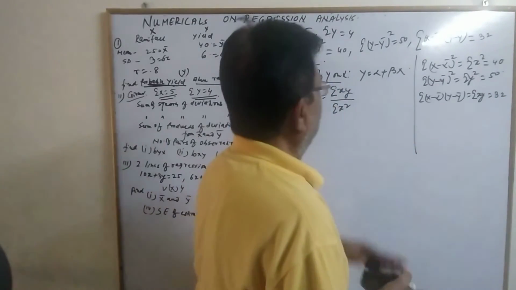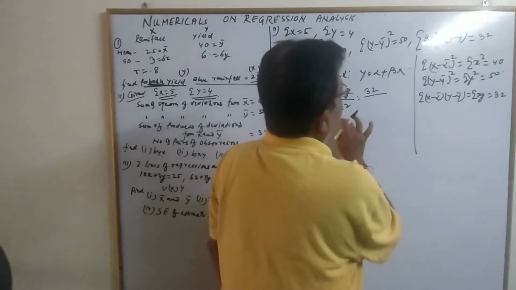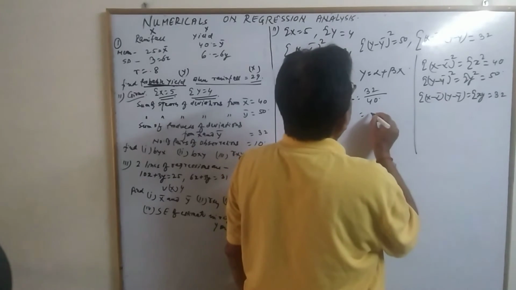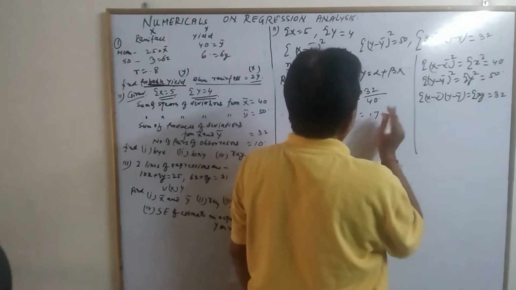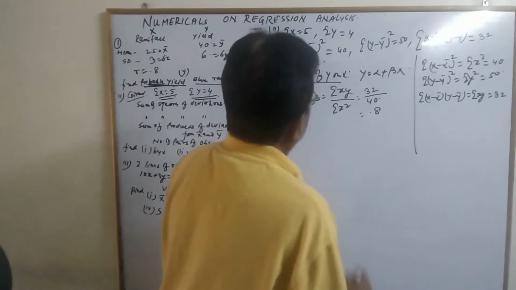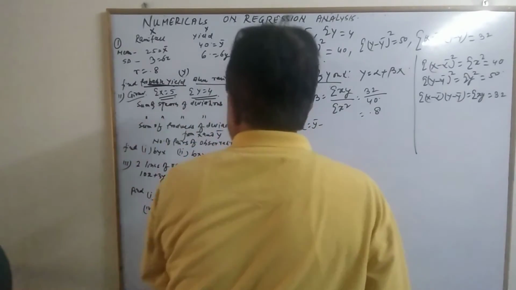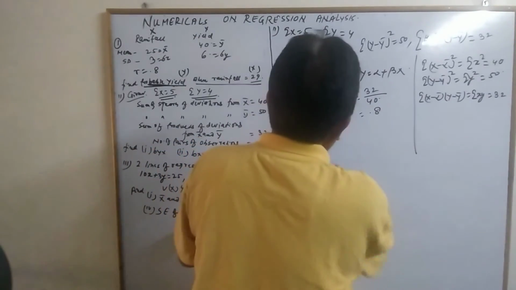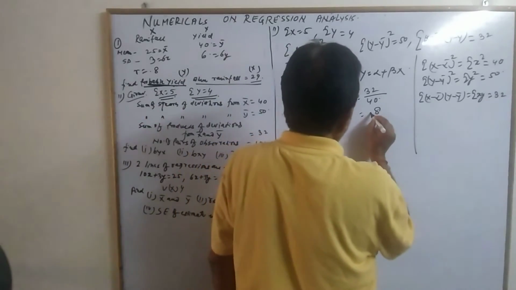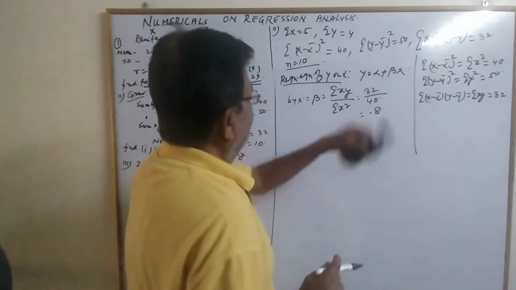So this data has to be picked up. Summation xy is 32 and summation x square is 40. So it is absolutely 0.8, and alpha is y bar. So it has only been asked byx, then not to calculate alpha. This beta is byx. So byx, this value we have found, it is 0.8.